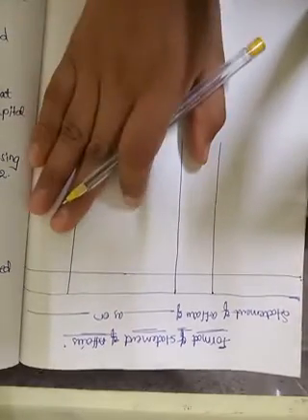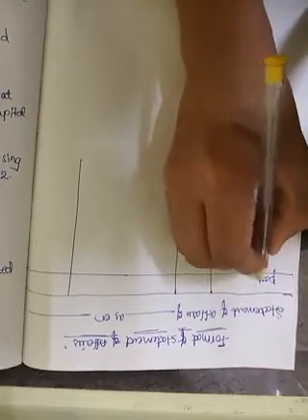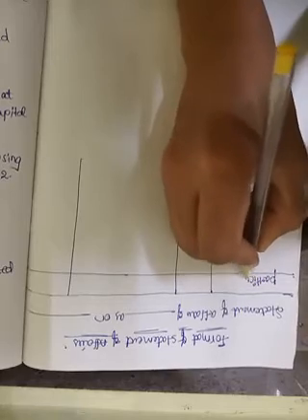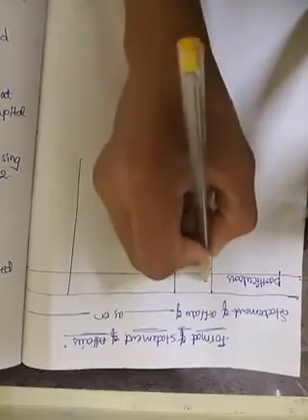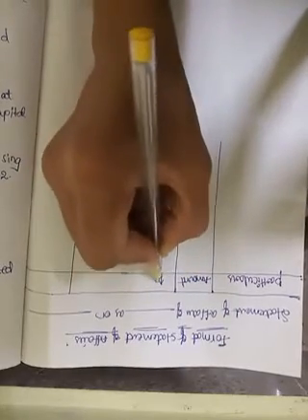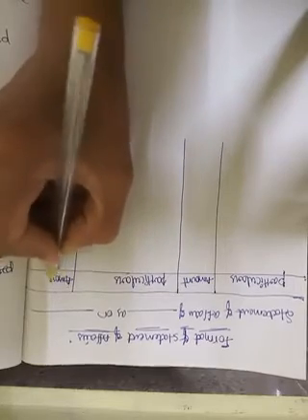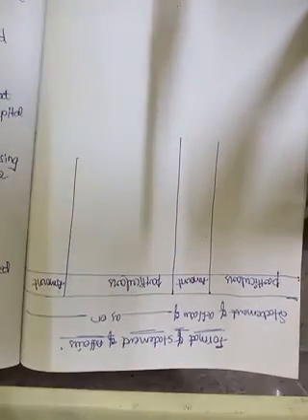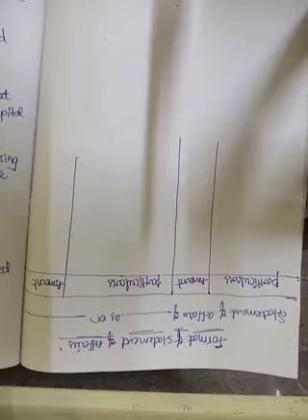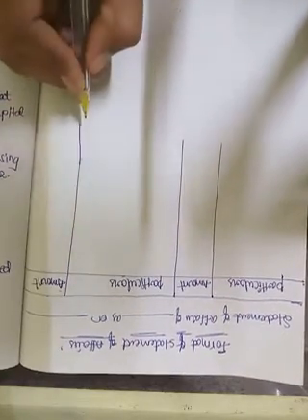Okay, this is the format or pro forma. Particulars, amount, particulars, amount. Okay, first coming to the asset side.